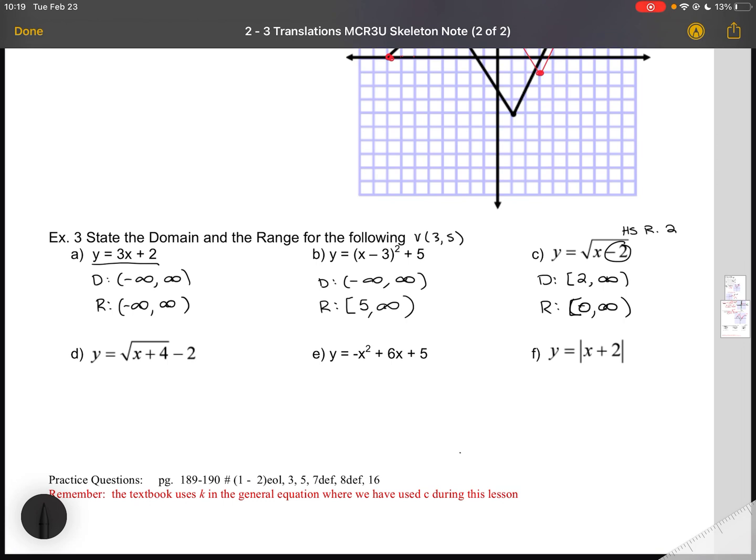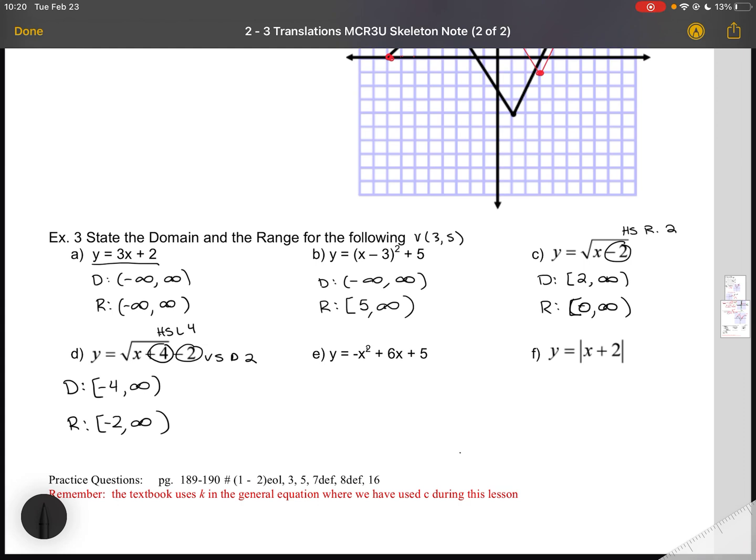Next one is the square root function again, but it's a little bit more complicated. I've got 2 shifts to note here. I've got a horizontal shift left 4, and I've got a vertical shift down 2. So that's going to change two things about this graph. The first one that's going to be affected is my horizontal shift. So now my graph is going to start at -4 and go all the way to positive infinity. My range now, instead of starting at 0, 0, is going to go down by 2. And so I'm going to start at -2 and work my way up to 0.